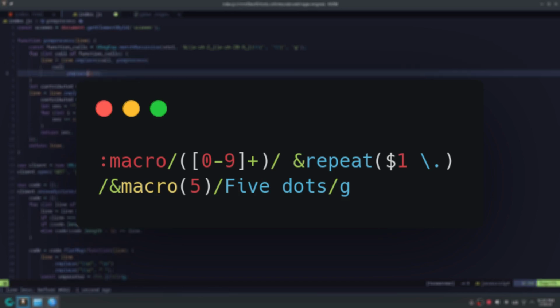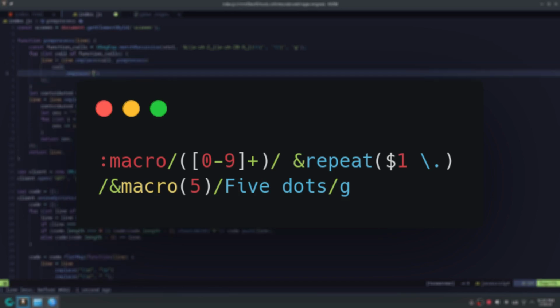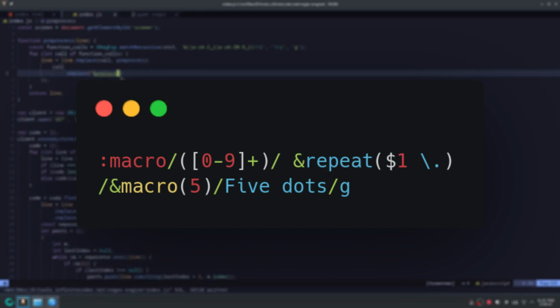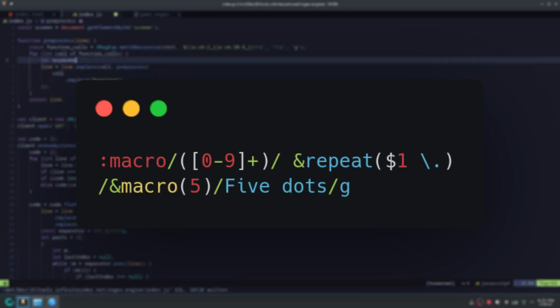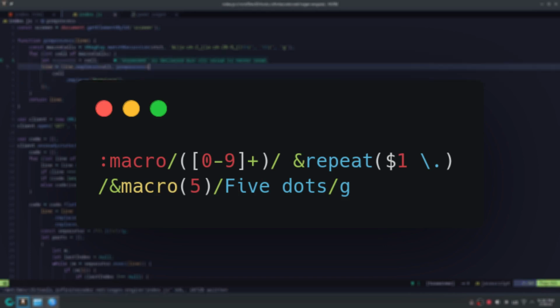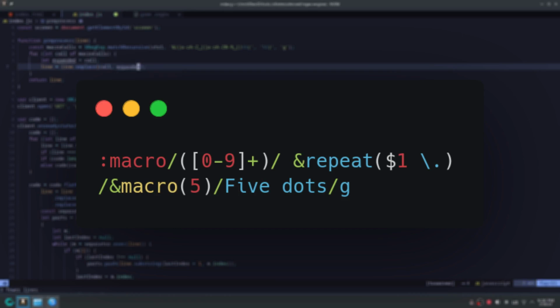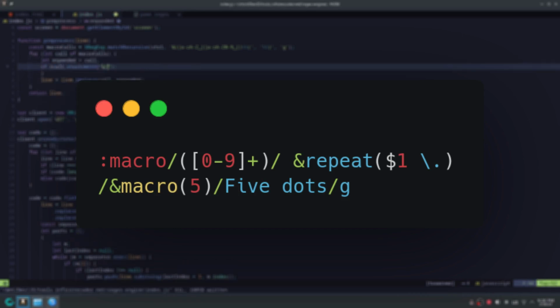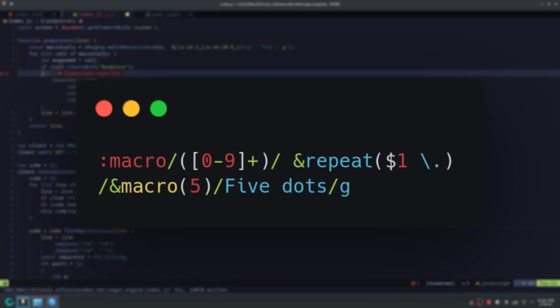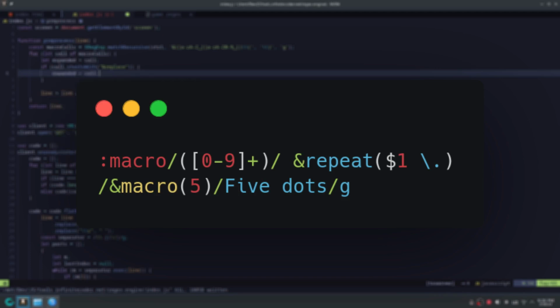Basically, if any line in the file starts with a colon, it's considered a macro. After the colon comes the name of the macro along with a regular expression between two slashes. This regular expression parses the arguments of the macro. After that comes the replacement, which can contain capture groups. To invoke a macro, you just write an ampersand followed by the name of the macro followed by its arguments in parentheses. I also added a built-in repeat macro, which would come in handy later.